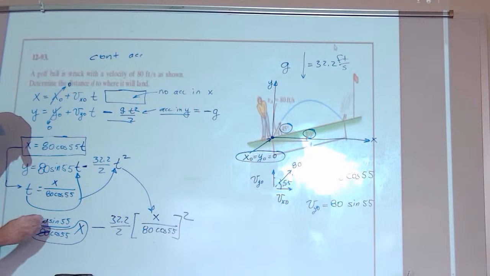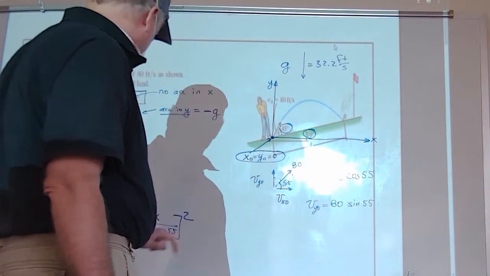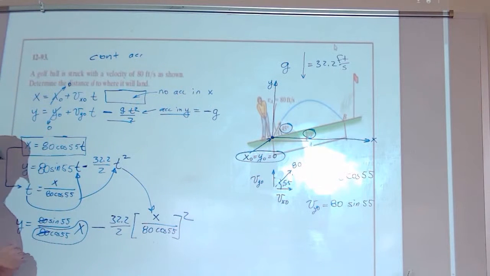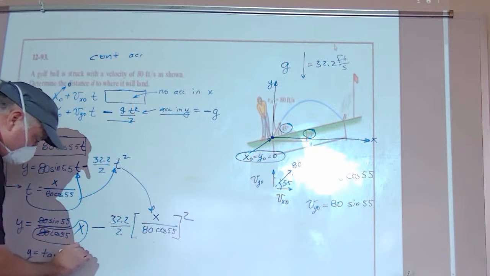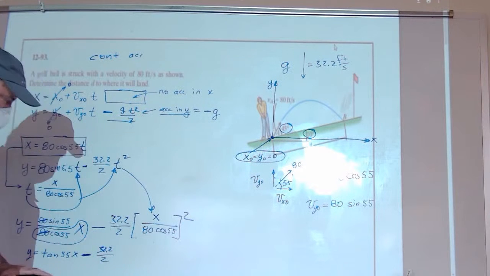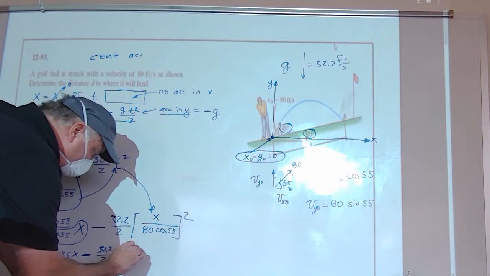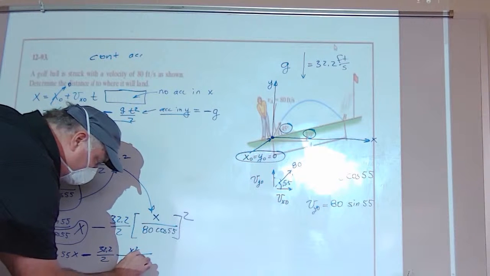So the 80 cancels. And if it was 45, I'd have sine of 45 over cosine of 45, be the same thing. So in essence, this is going to be the slope of that line at the origin. So the other way you could write it, tangent of 55, x minus 32.2 over 2 x squared over 80 squared cosine squared of 55.